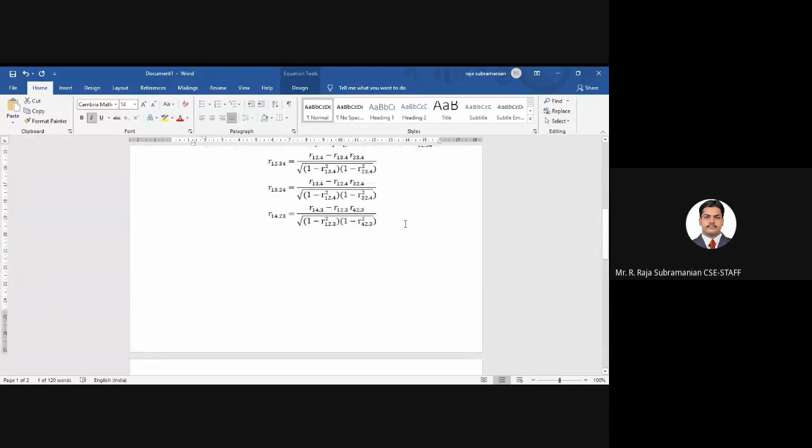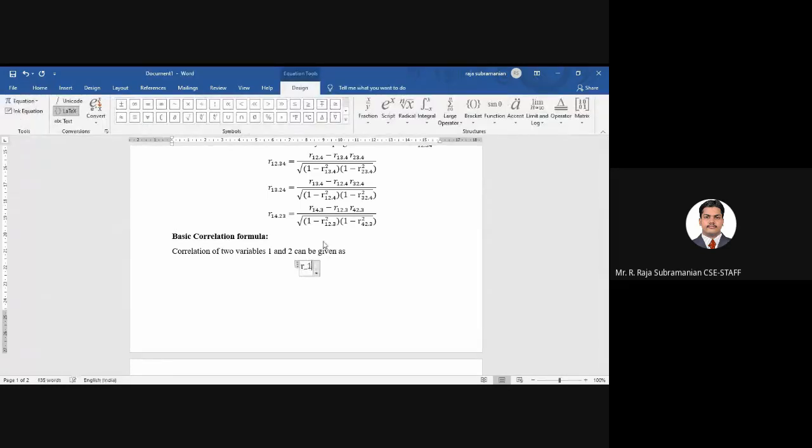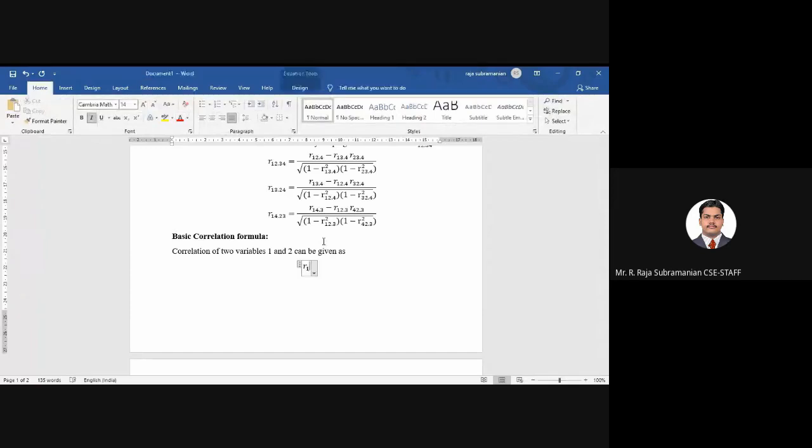Now I'll go into the basic correlation formula. Now we need to find the correlation of two variables. Correlation of two variables 1 and 2 can be given as R12, without making any variables constant. I need to find just the correlation between 1 and 2. So how can I do this?